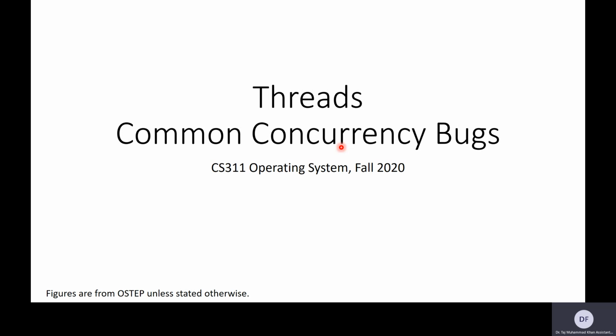And this chapter is about basically the common mistakes that people make when doing multi-threaded programming. The common bugs that arise and how you can prevent those bugs. So this will be our topic of this chapter. So let us start.